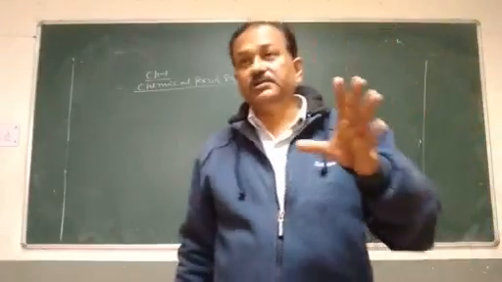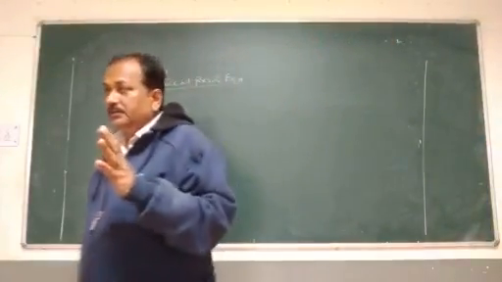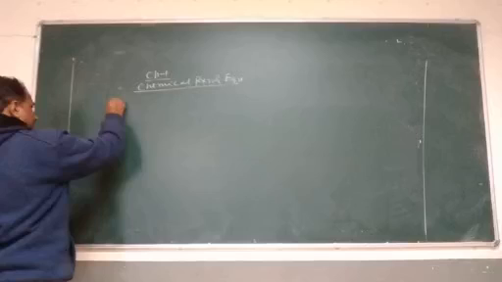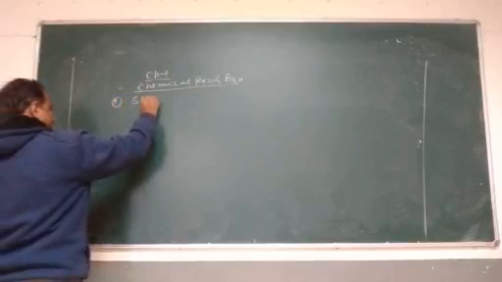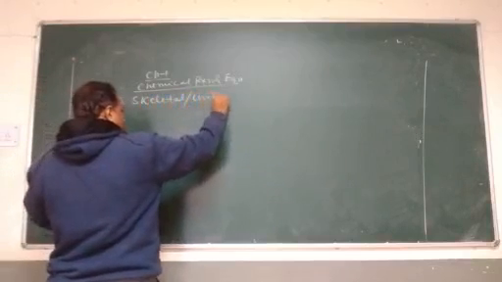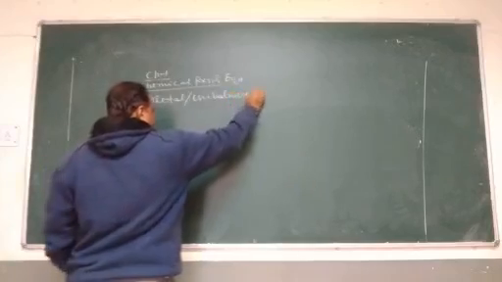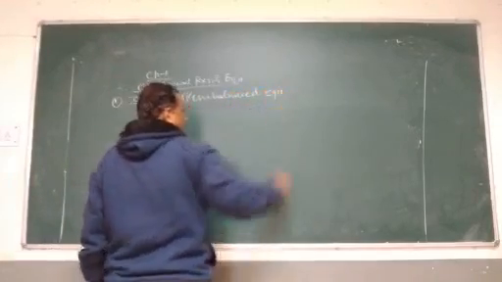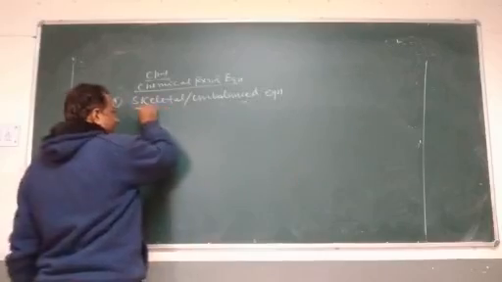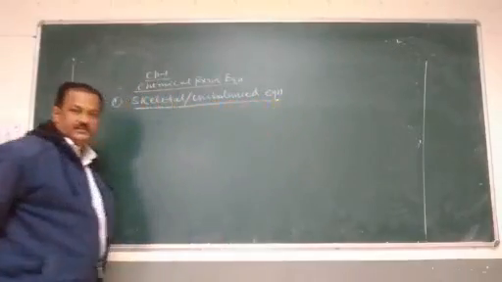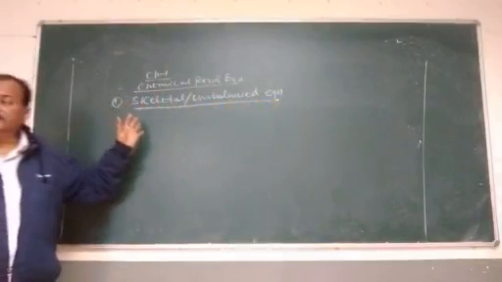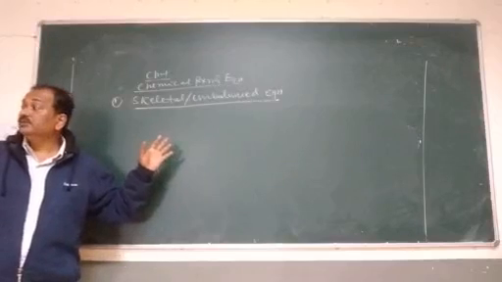Now coming to the types of equation. So chemical equations are of two types. First is skeletal or unbalanced equation. Skeletal is also called unbalanced. An equation is said to be unbalanced when the number of atoms on the reactant side and product side are not the same.